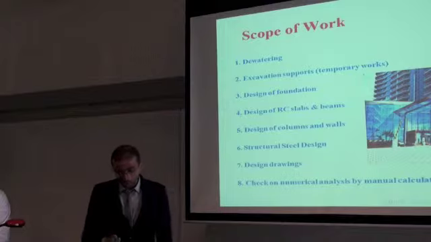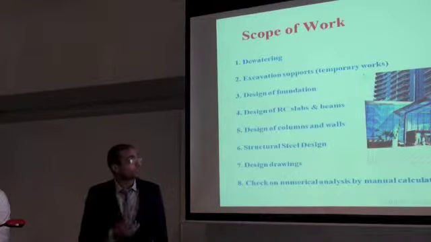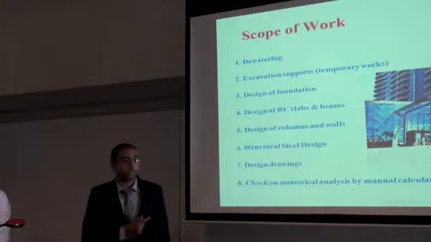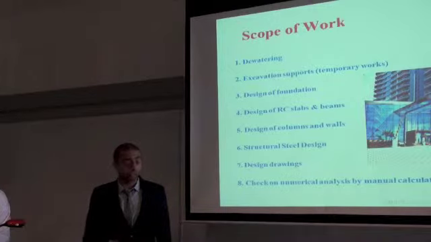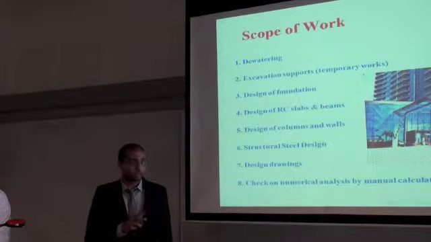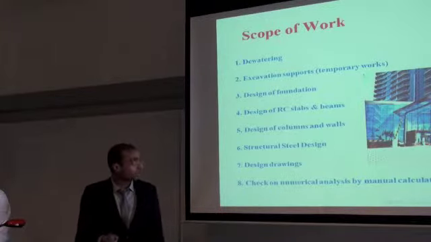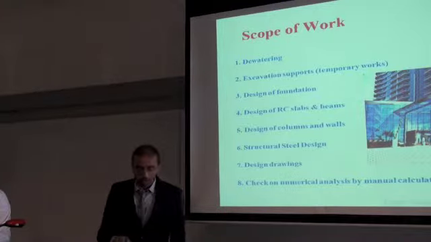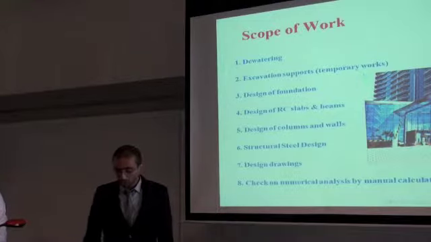Also, we have a structural steel design. As my friend said, we have 3 steel structures. We have the steel shed at the entrance, a space truss in the atrium, and a steel bridge connecting the 2 towers at the 4th floor. Also, we're going to be providing design drawings for our structural elements, and we're going to be checking the numerical analysis by manual calculation.